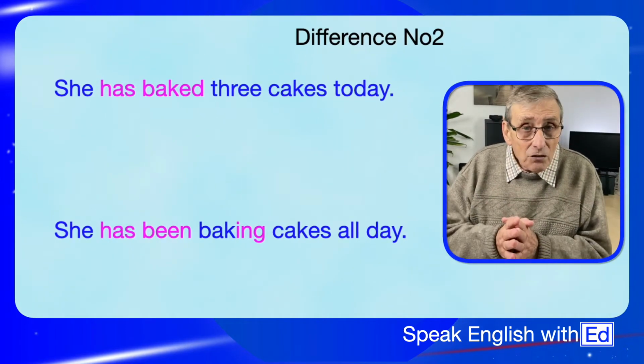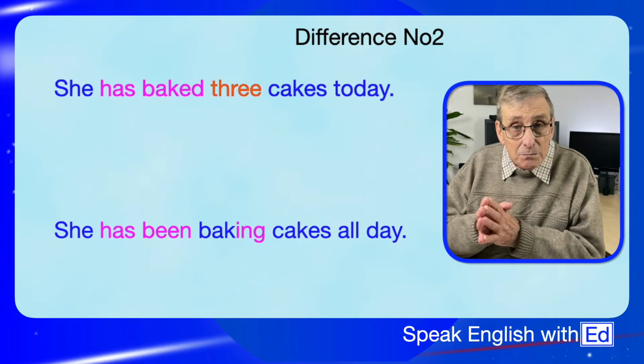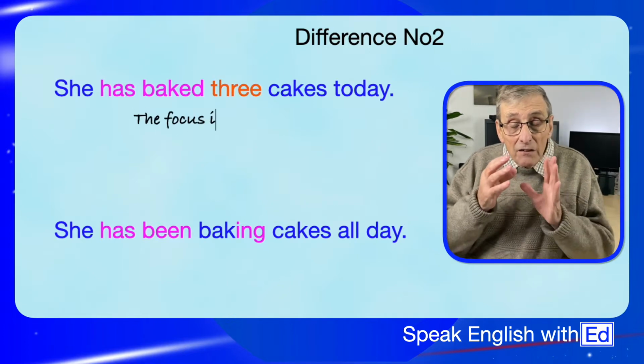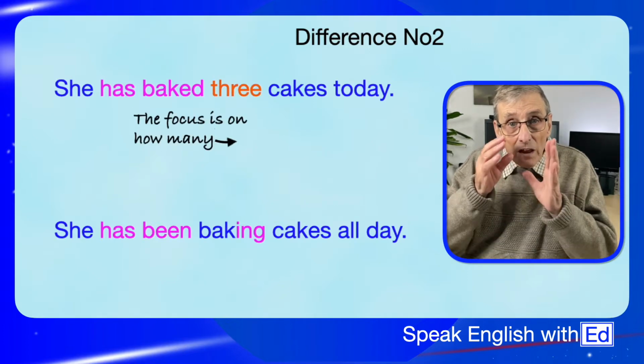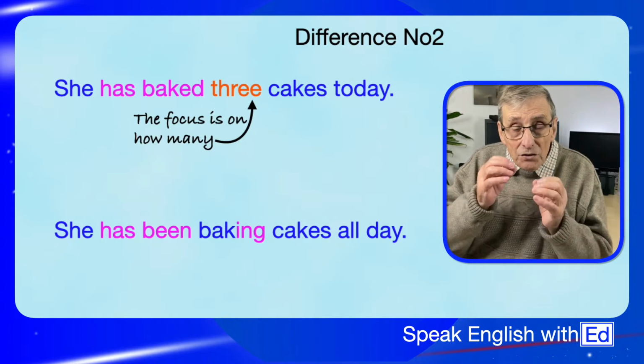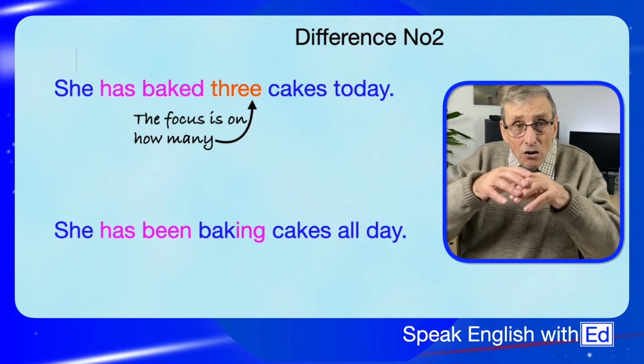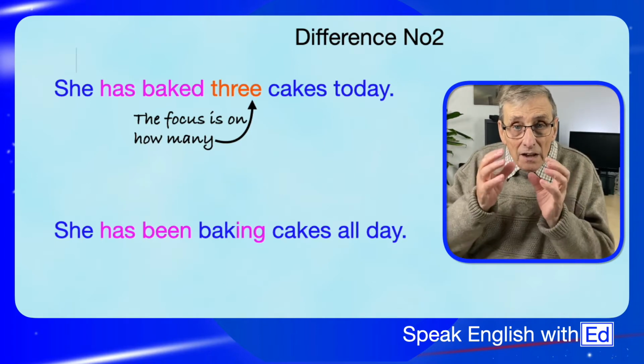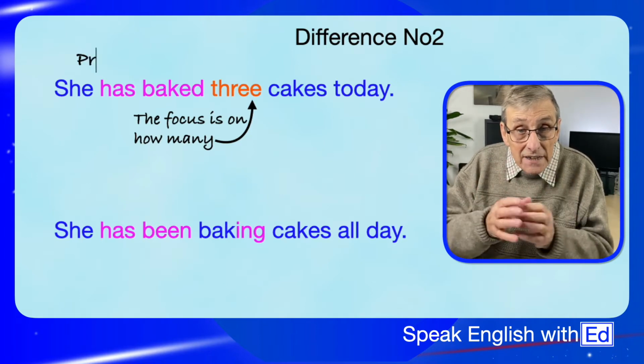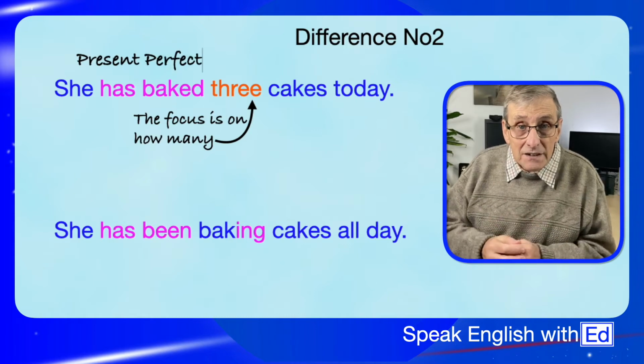We're focusing on the number of cakes that she's baked. She's baked 3. And the focus here is on 3, the number 3. So if you're writing a sentence where you need to focus on how many or a number of anything, then this is the tense that you would use. And this is the present perfect tense.